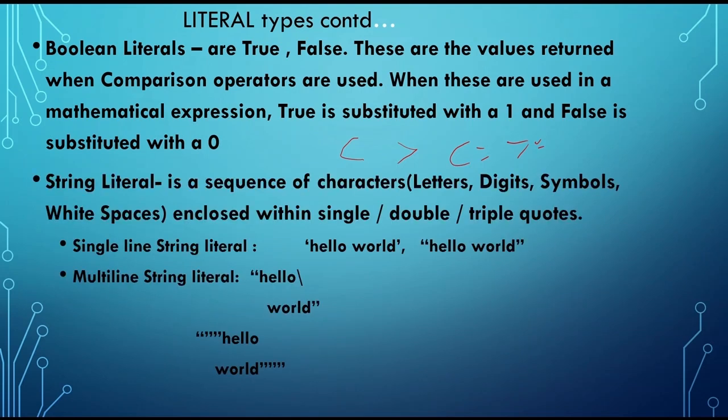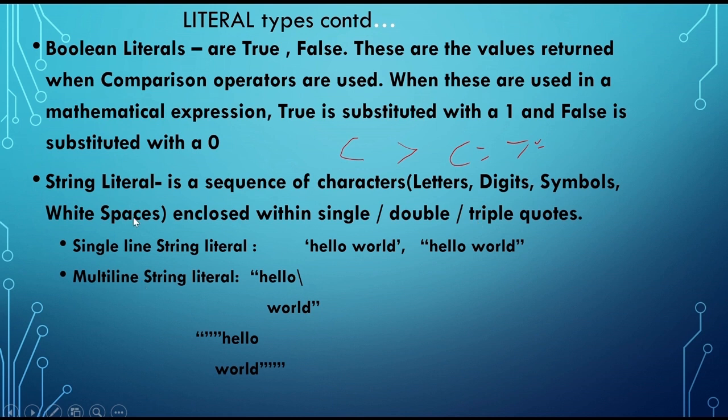A string literal is going to be a sequence of characters. A character will be any valid character in the character set of Python, namely letters, digits, symbols, white spaces. When I talk of white spaces, I'm referring to the blank space, tab, backspace and so on. And all these sequence of characters should definitely be enclosed within quotes. The quotes can either be single quotes or double quotes or triple quotes.